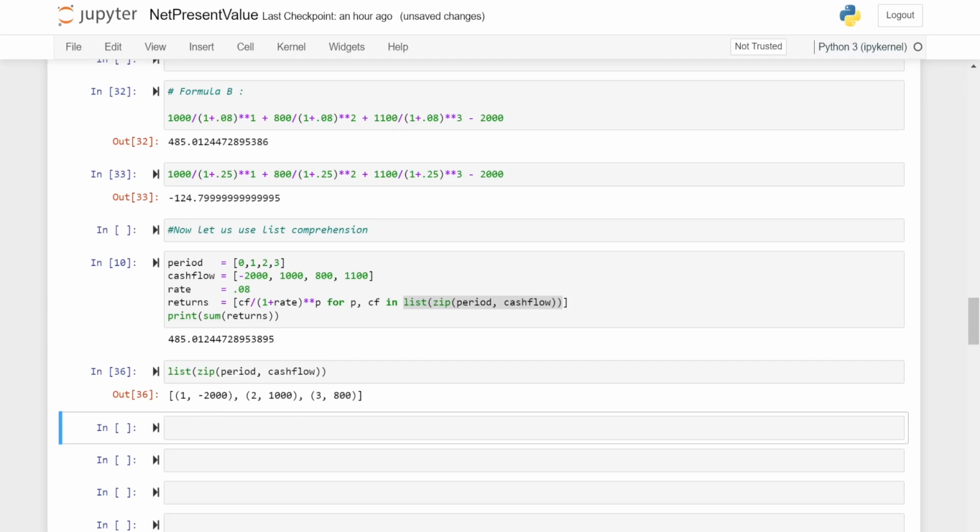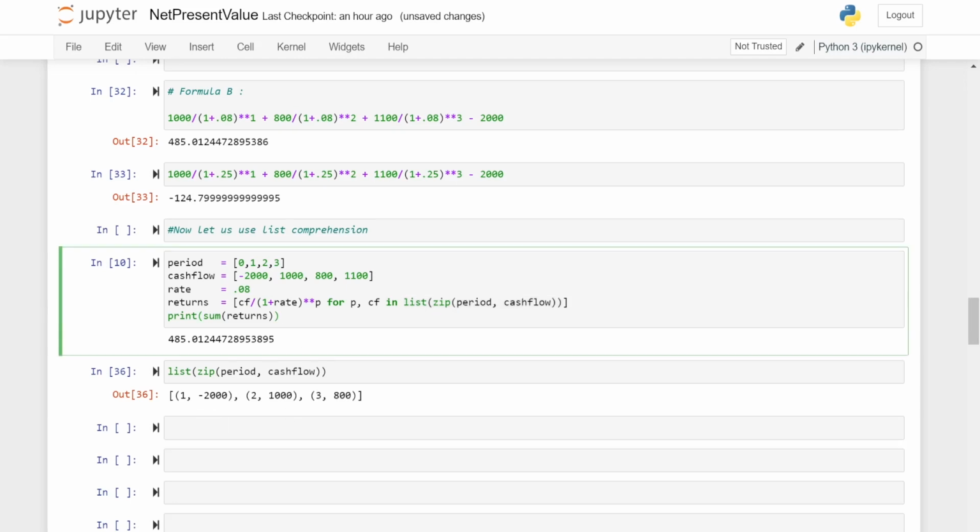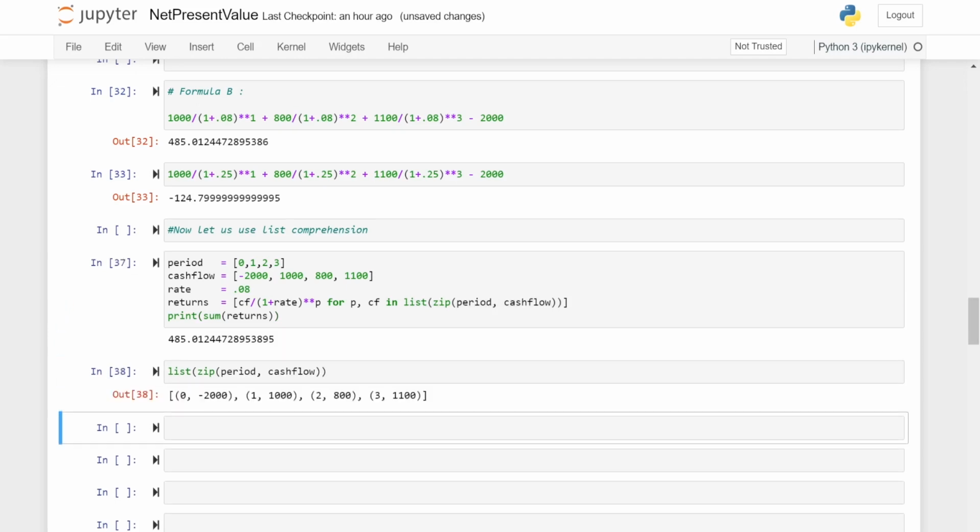Okay, so what is going on? I have to do this and then this. So 0 period minus 2000. This is cash outflow. Period 1, cash inflow 1000. Period 2, cash inflow 800. Period 3, cash inflow 1100. So this is the piece.